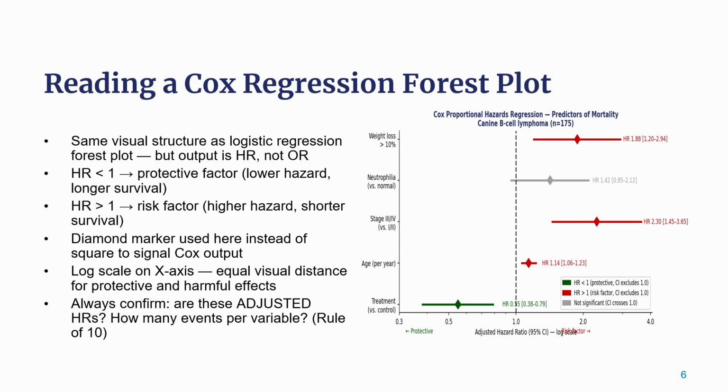HR above 1, late stage disease, weight loss, signals worse prognosis. The log scale is essential here. Without it, the protective effects would be squished between 0 and 1, while harmful effects would spread out toward infinity, giving a visually misleading impression.